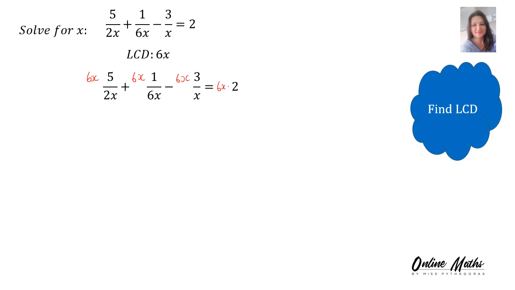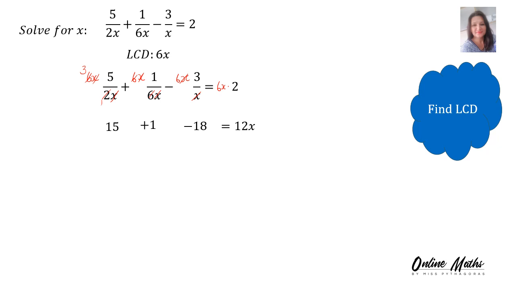I multiply. Then I will say x and x cancel. 2 goes into itself once, 2 goes into 6 3 times. And I'm left with 3 times 5 is 15. Then the next term, 6 and 6 will cancel, x and x will cancel, and I'm left with plus 1. The next term, x and x will cancel, and then minus 6 times 3 is -18, equals to, on the right hand side there's nothing that can cancel, therefore I'm left with 6x times 2 is 12x.